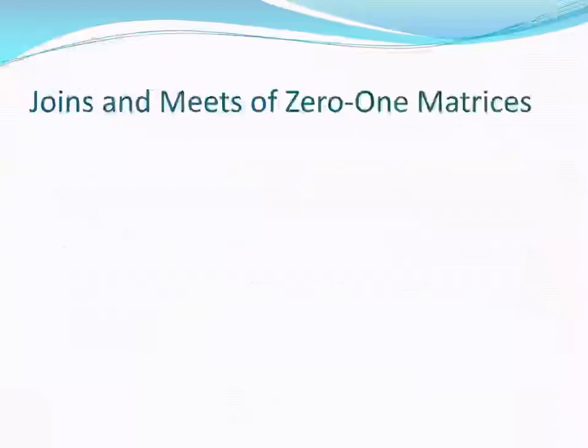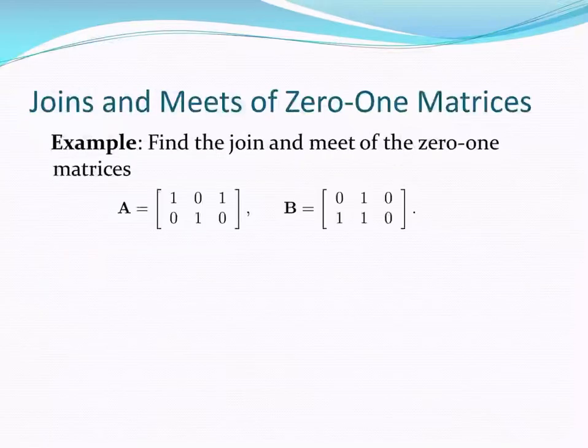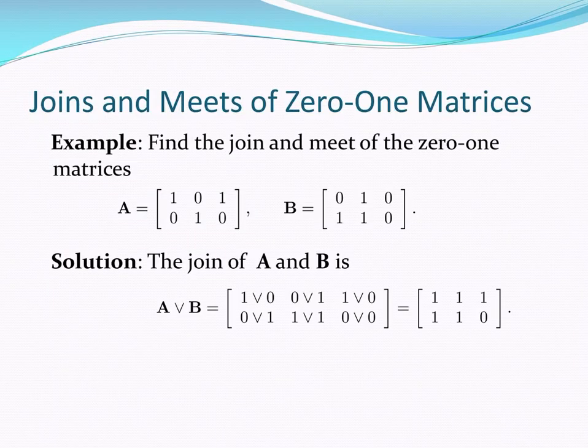Let's look at an example. Here I have two 0-1 matrices. Both of them are 2 by 3, so I can calculate the join and the meet. The join, again, is like the OR function. You think of it as a Boolean sum. So wherever you have a 1, you're going to get a 1. So we had a 1 here, here, here, here, here, here. The only place we didn't have a 1 was in the bottom right. So we're going to have a 1 everywhere except the bottom right with the join.